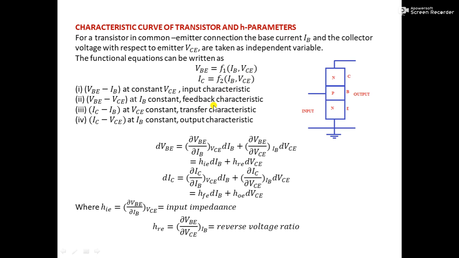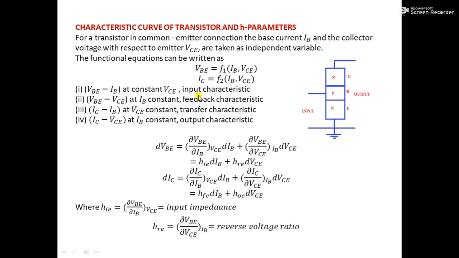The curve showing the variation of one dependent variable with respect to one independent variable is called a characteristic curve of the transistor. That is the variation of VBE or IC with respect to IB or VCE, and depending on the variables, each curve has a specific name. VBE versus IB with a constant value of VCE is called the input characteristic.